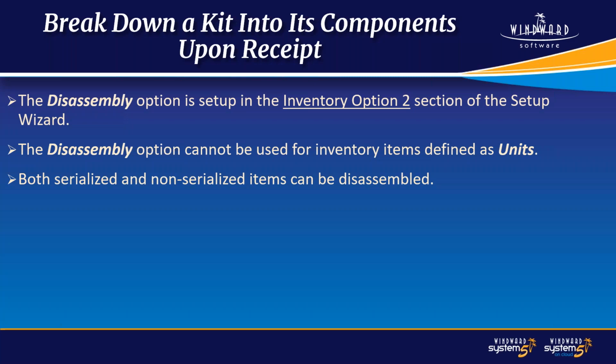Our topic for today is to break down the kit into components upon receipt. That will be when you receive it through the PO, and it will be possible through the disassembly option. This is only available for kits, like the static kit, the dynamic kit, the non-exploding dynamic kit, and the kit information. I will show you later on once we do the demonstration.